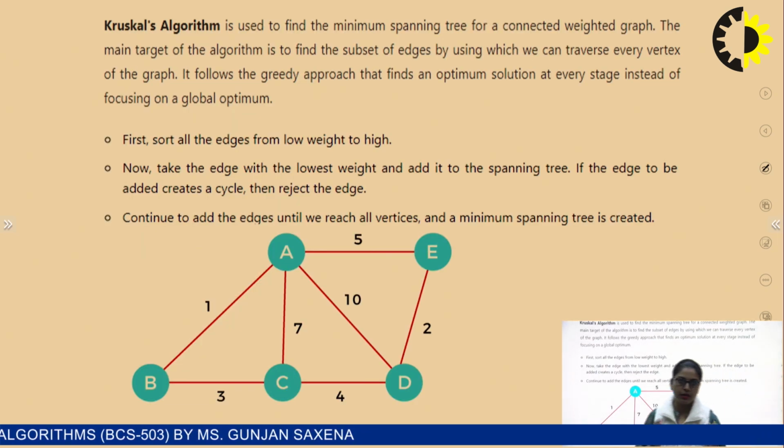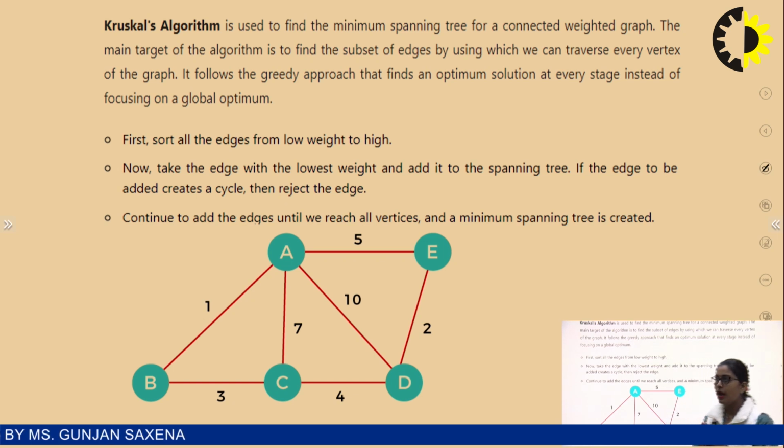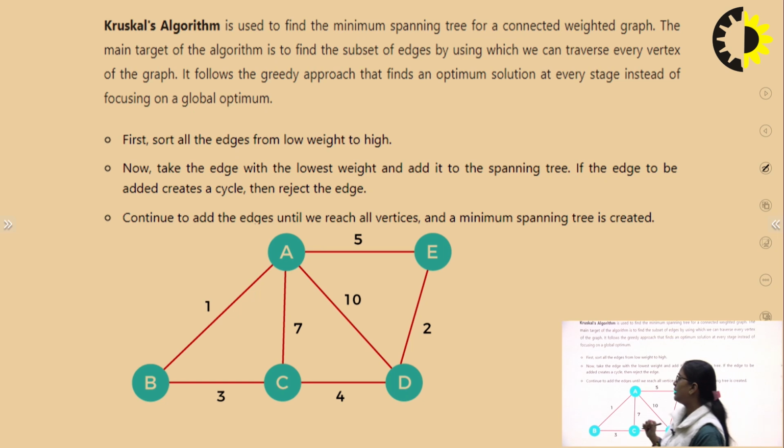As I already discussed the spanning tree and the minimum cost spanning tree, there are 2 approaches to find the minimum cost spanning tree. Number 1 is Kruskal and the second one is Prim.